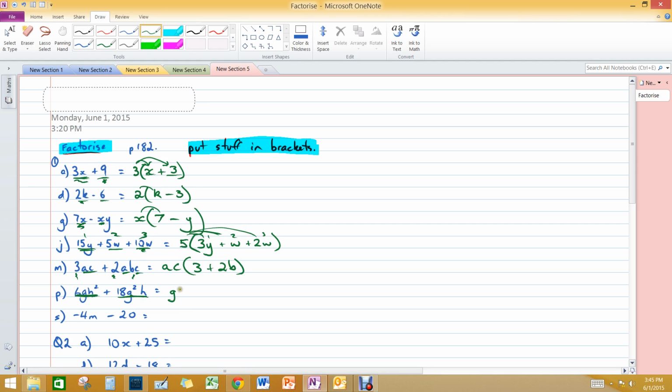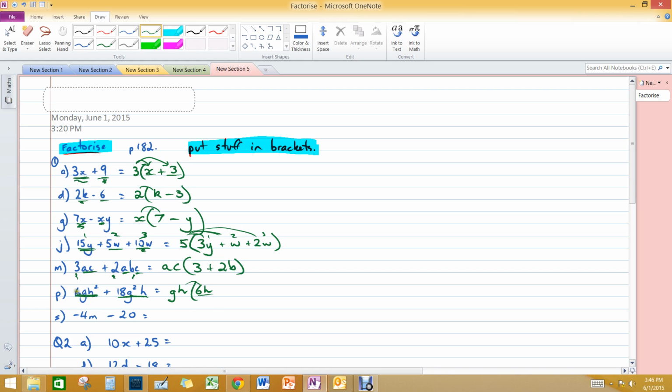So our common factor here is going to be gh. When we open up our set of brackets, gh multiplied by what is going to give me 6gh squared? Well, let's put our 6 in there, and then we need to go 6 times gh, so it's going to be 6h. Now what you'll actually notice here is that I've made a mistake.